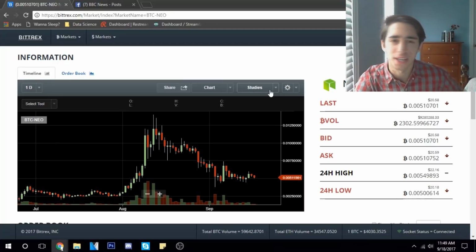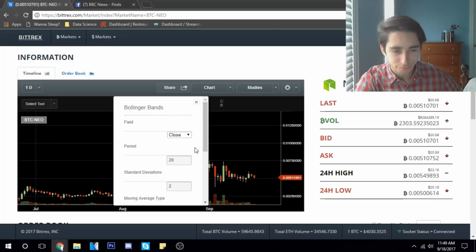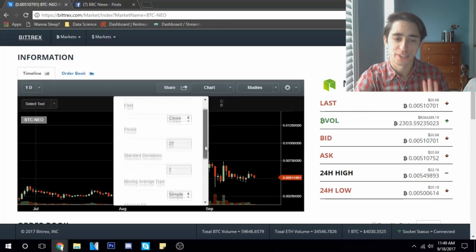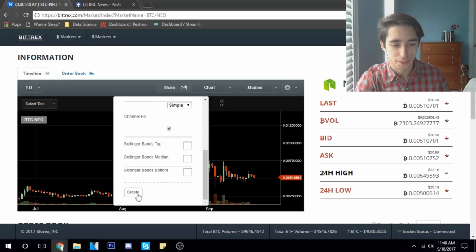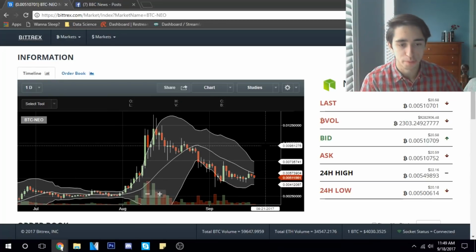You either go to your Indicators or Studies tab. We usually do things on TradingView, but Neo's price action is better on Bittrex. We have more price action to work with, so we're going to go ahead, use the Studies tab, and click on Bollinger Bands. Now, for the default settings, we're just going to leave them as is and scroll down to Create. And then we should have it printed on the chart. There we go. We've got the Bollinger Bands right there.